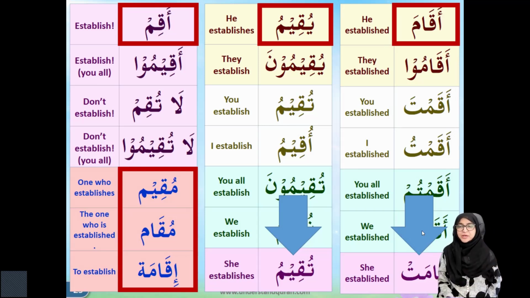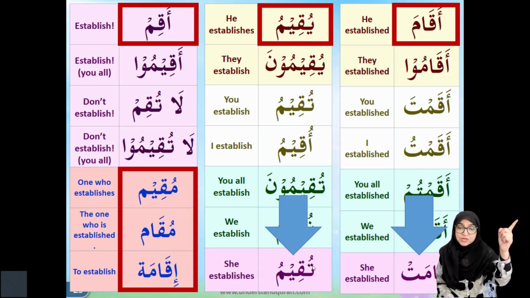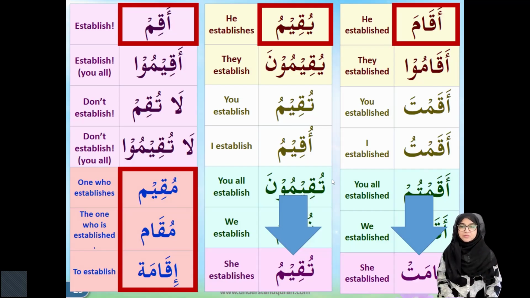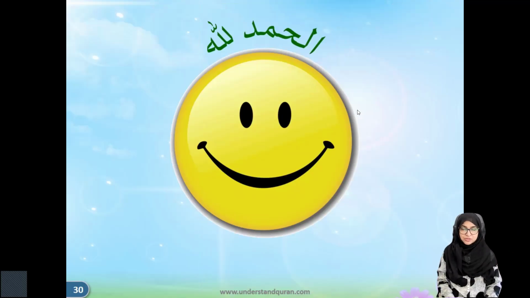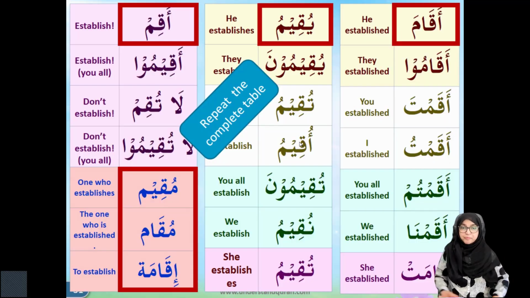See, I put the blue arrow over there. Aqama, he establishes. Aqamat, she establishes. And then yuqim, he establishes. And tuqim here, she establishes. So we have practiced now, alhamdulillah. We have understood the table well. Now we are going to repeat and practice.